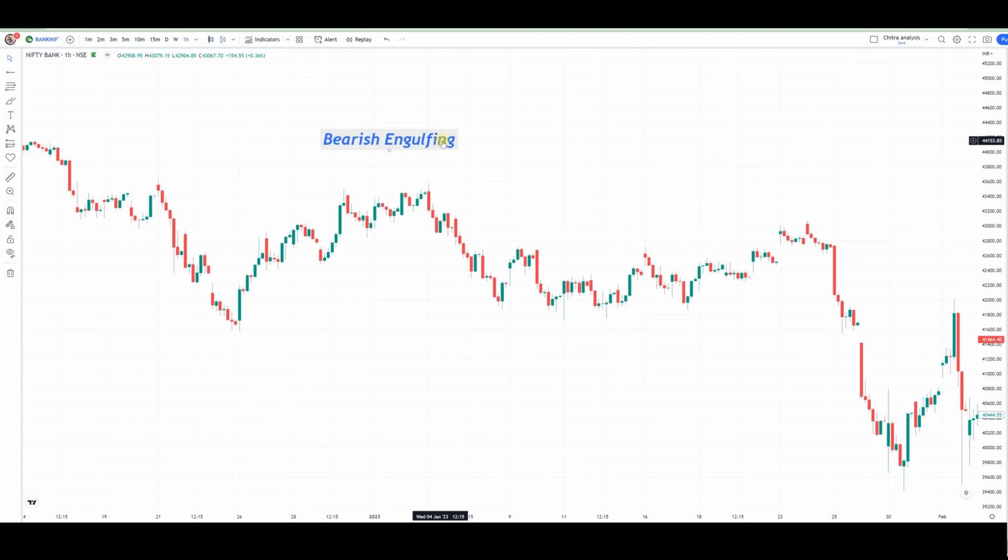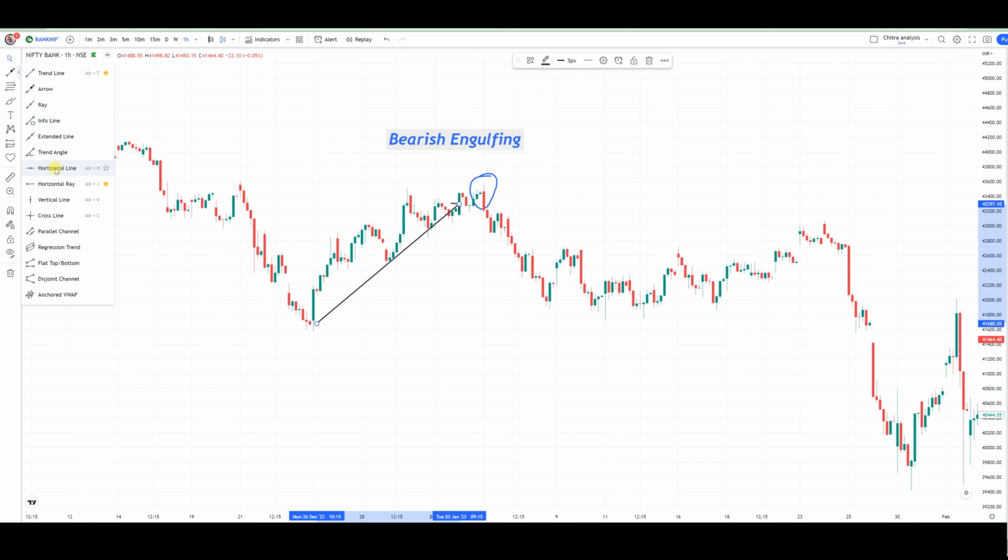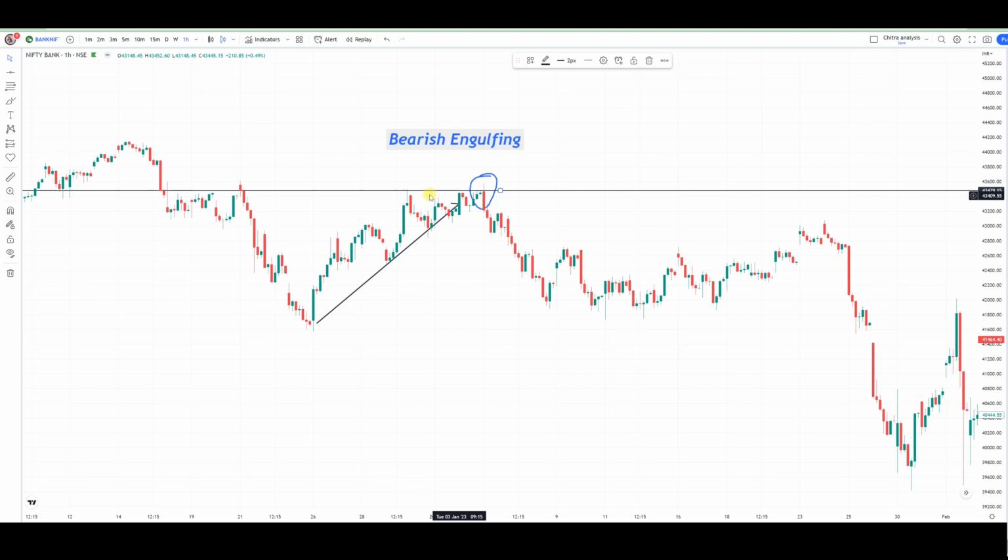Now how to trade the bearish engulfing. Till now we have seen the bullish engulfing. This is the bearish engulfing on the Bank Nifty 1 hour time frame chart. Here we got the bearish engulfing pattern, and that too at the top of the trend. From here the price is continuously in the uptrend and at the resistance level we got the bearish engulfing. See, this is the resistance level. Exactly at that level we got the bearish engulfing pattern.